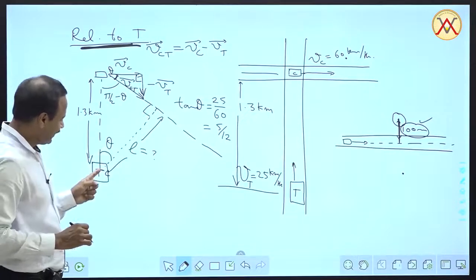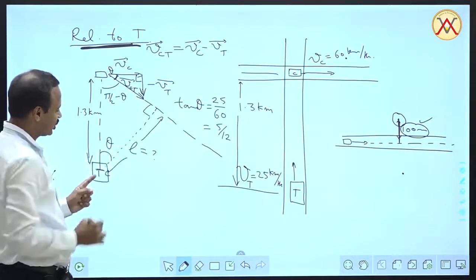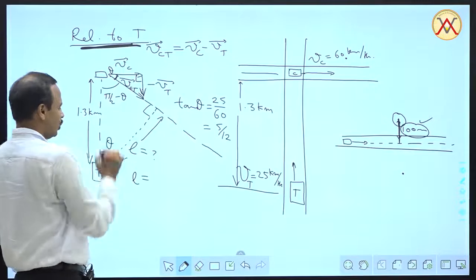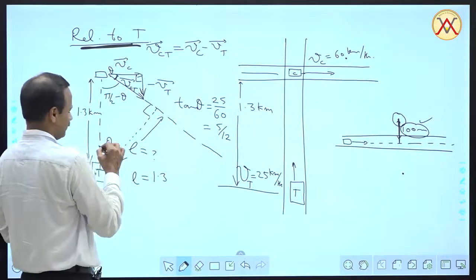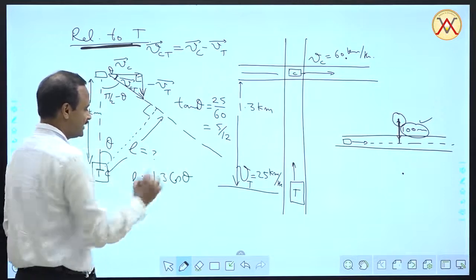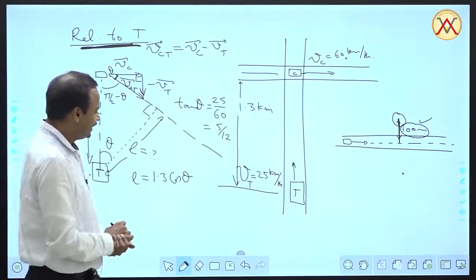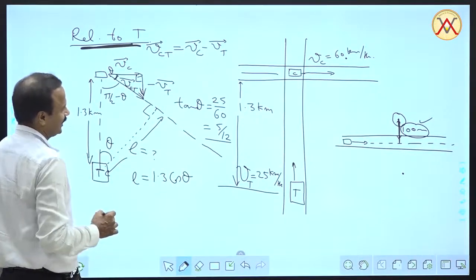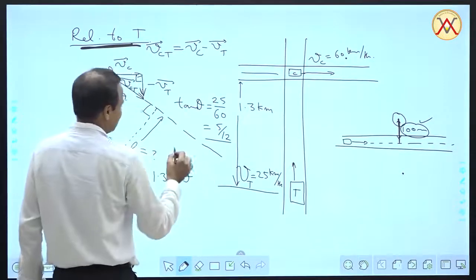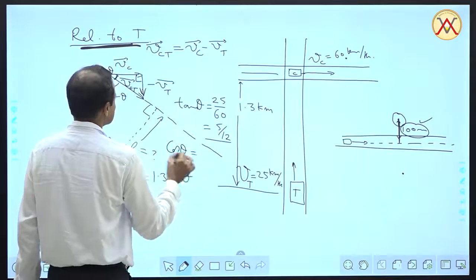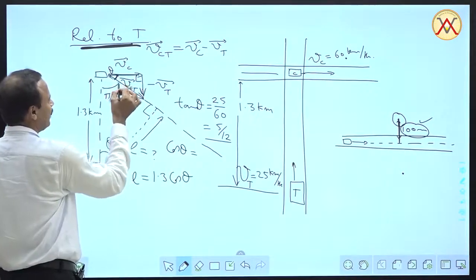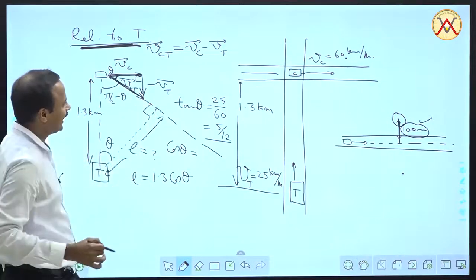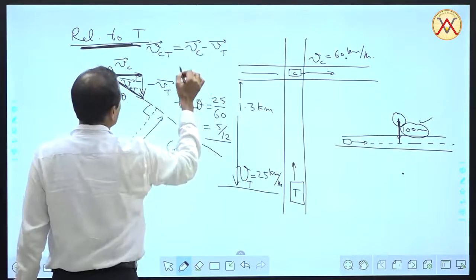Now you can very easily find the value of L. In this right angle triangle, you can see L is the base. So L is equal to 1.3 multiplied by cos theta. Now if tan theta is 5 by 12, how much is cos theta? The value of cos theta you can easily get. It will be base upon hypotenuse in this triangle. So the base is 60. Hypotenuse you can calculate, Vct. What is the magnitude of Vct?